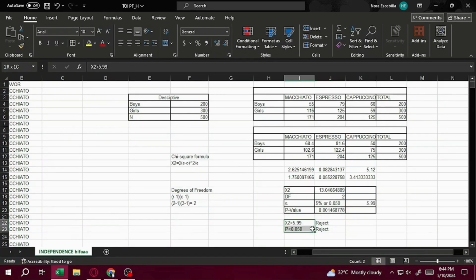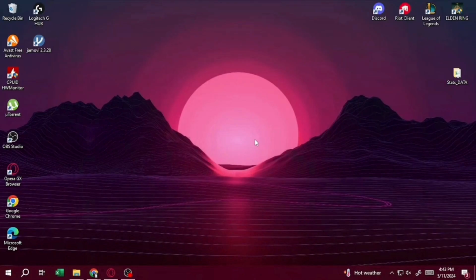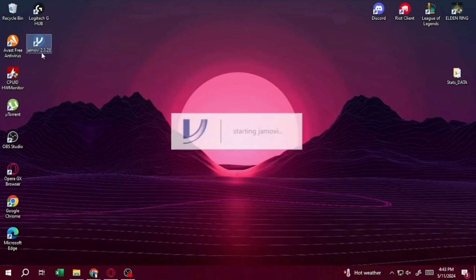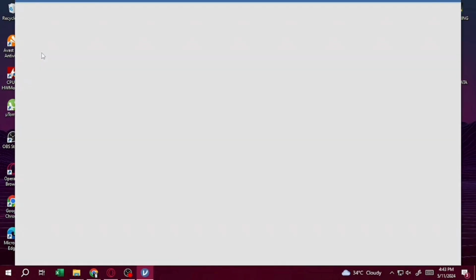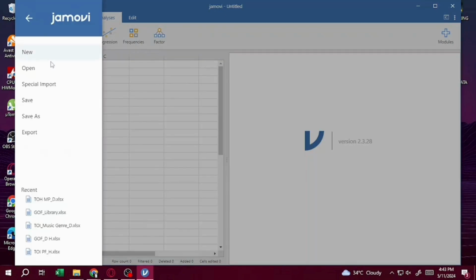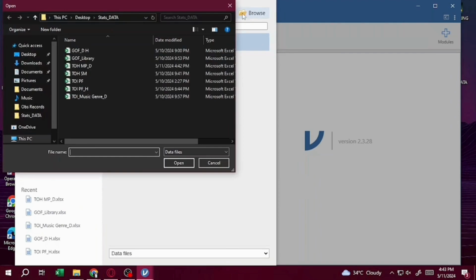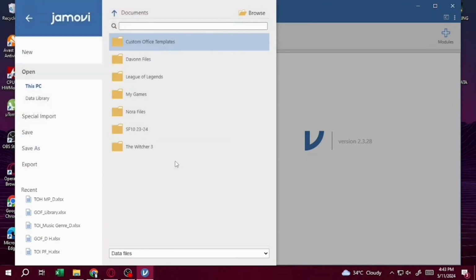Again, let's add borders to better understand the table. So, the first thing that we have to do is open our Jamovi. And we have to import the documents, and the documents of each data need to be separated. So let's start with the test of independence. So here is the list of data.